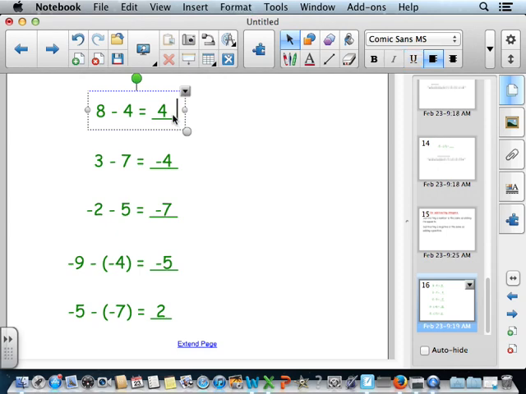I know that subtracting a number is the same as adding its opposite. So I could have looked at this as 8 plus negative 4. And I can now apply my rules for addition. My rules for addition were that if I'm adding a positive and a negative, I can take the difference of their absolute values and take the sign of the number with the larger absolute value. The difference of 8 and 4 is 4, and because 8 has the larger absolute value and 8 is positive, my answer is positive.